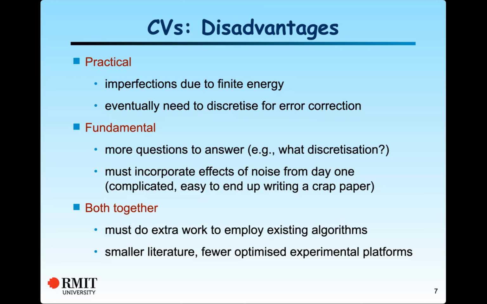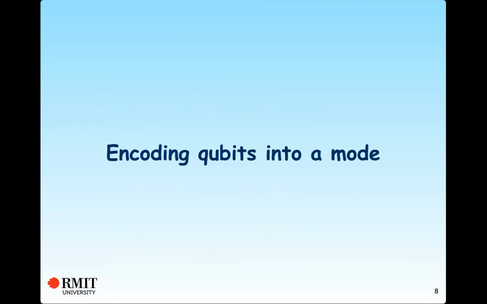Now, both together, we have to do extra work to employ existing algorithms. And that's because we have CV hardware, as it were. There's a smaller literature. There's fewer optimized experimental platforms. And that's that. So let's talk about encoding qubits into a mode.